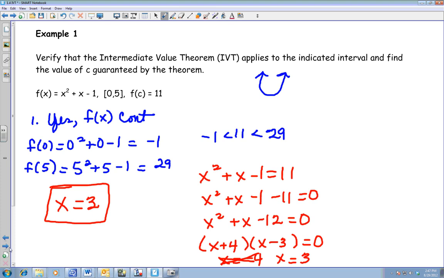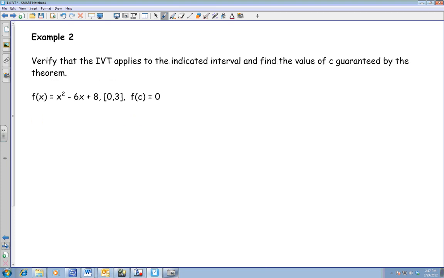Let's do another one. Verify that the IVT applies to the indicated interval, and find the value of C guaranteed by the theorem. First of all, I have to say, yes, f of x is continuous. Alright, then I'm going to find my f of 0 and f of 3. That's going to be my endpoints, or the height.